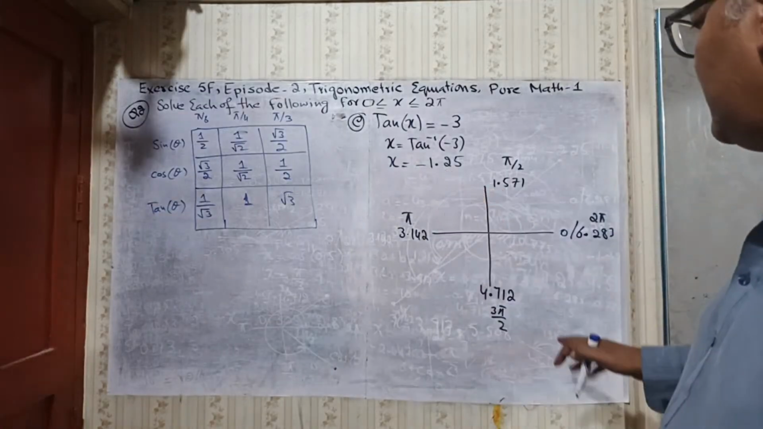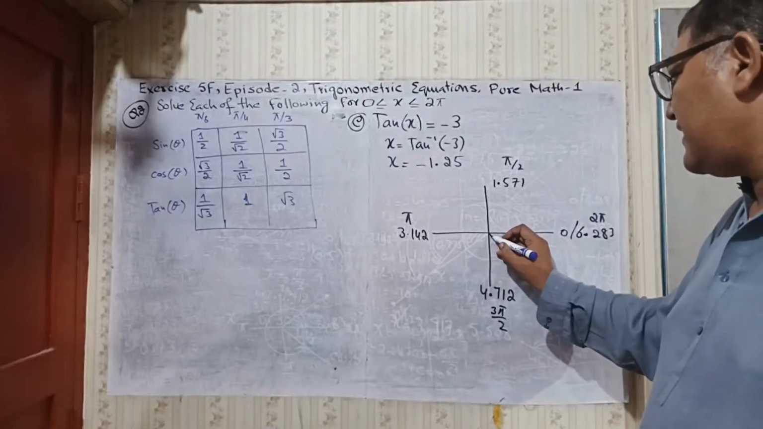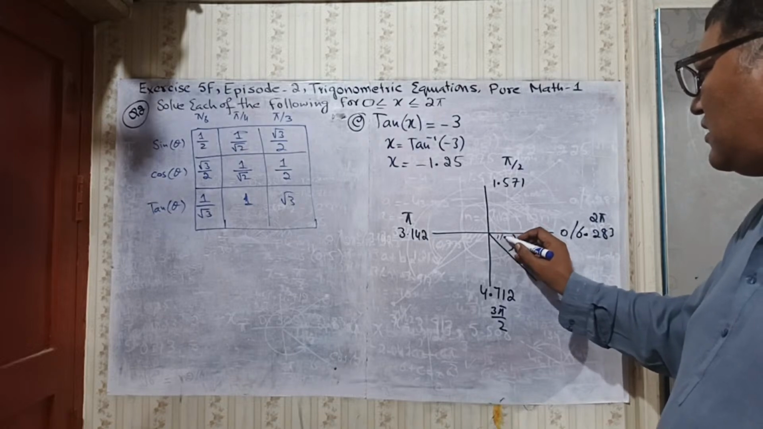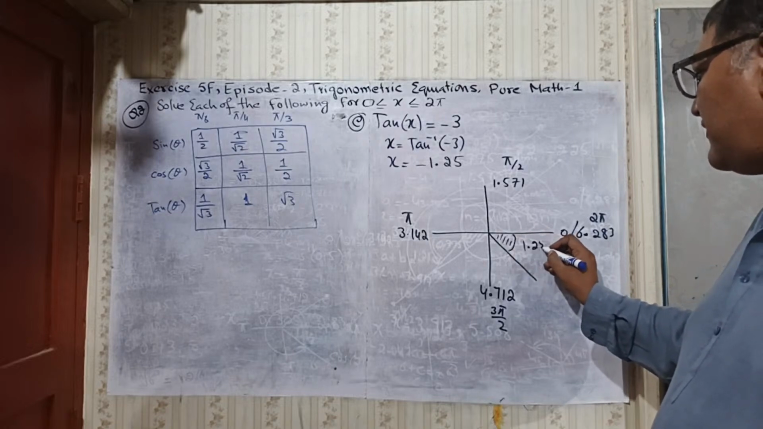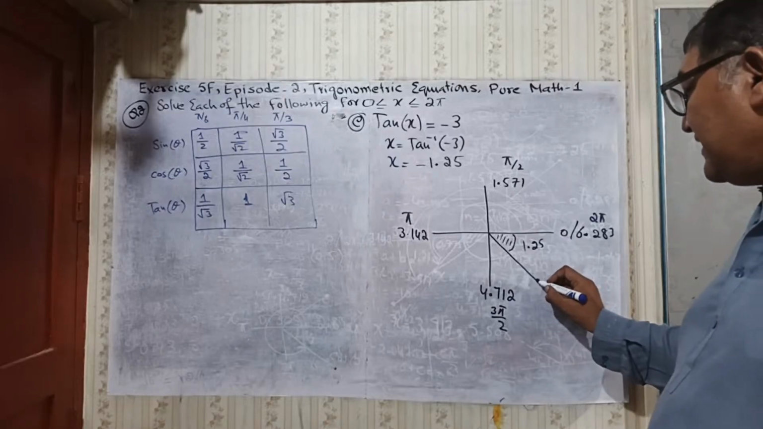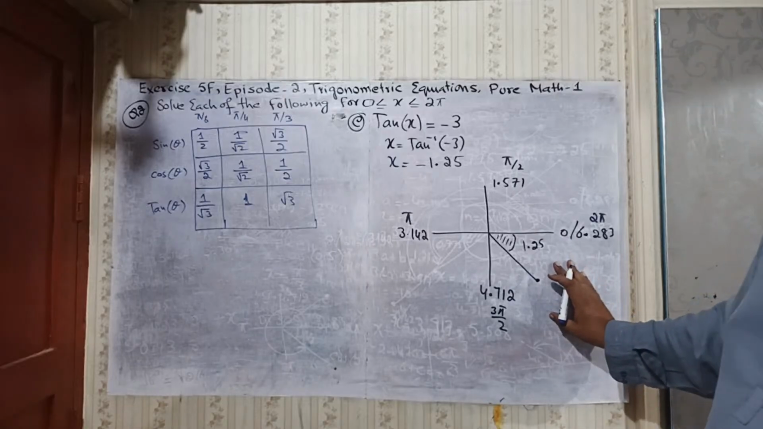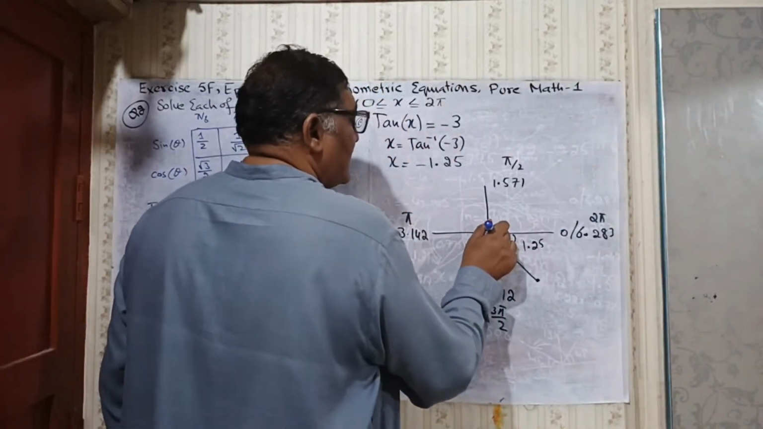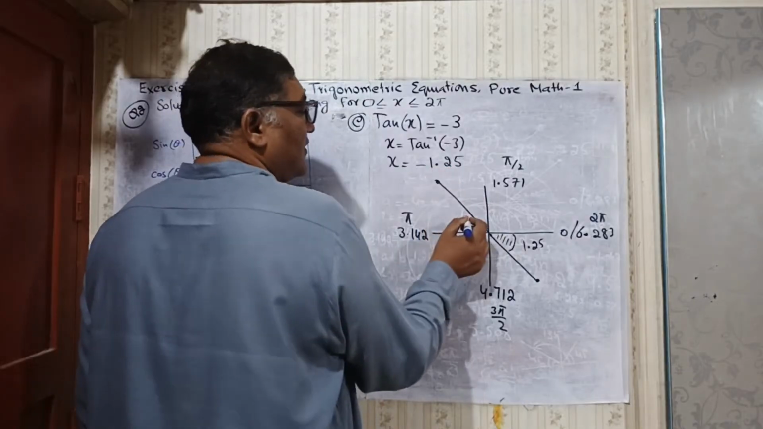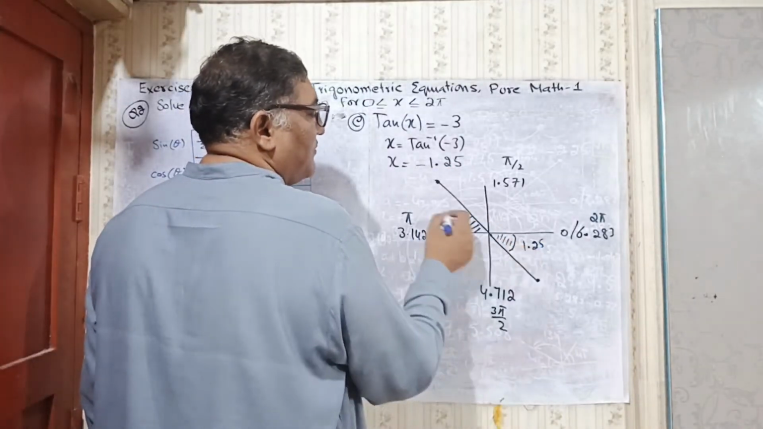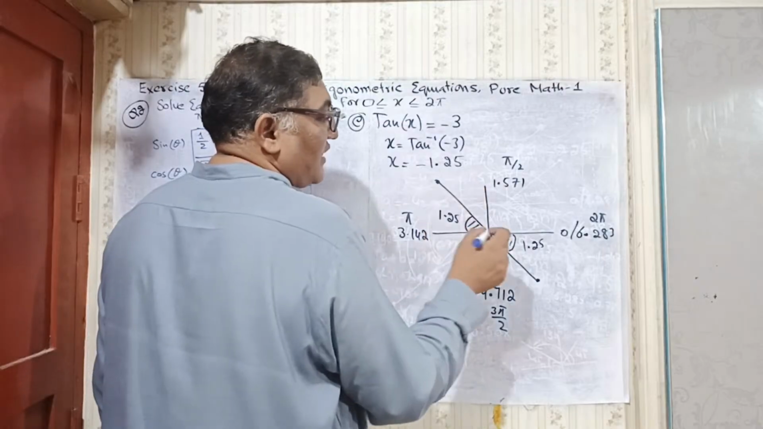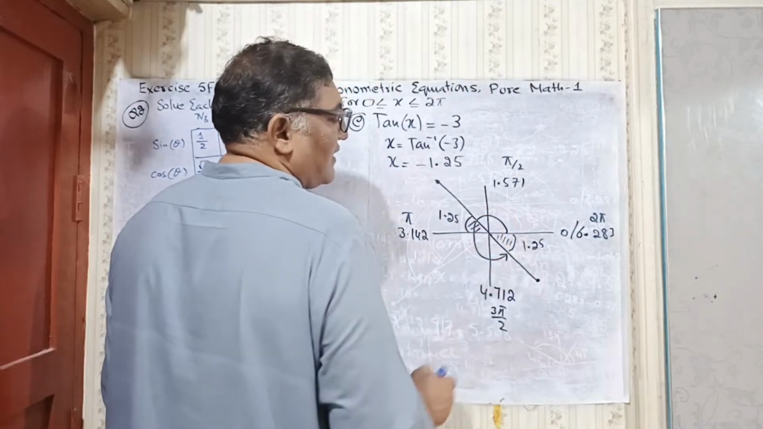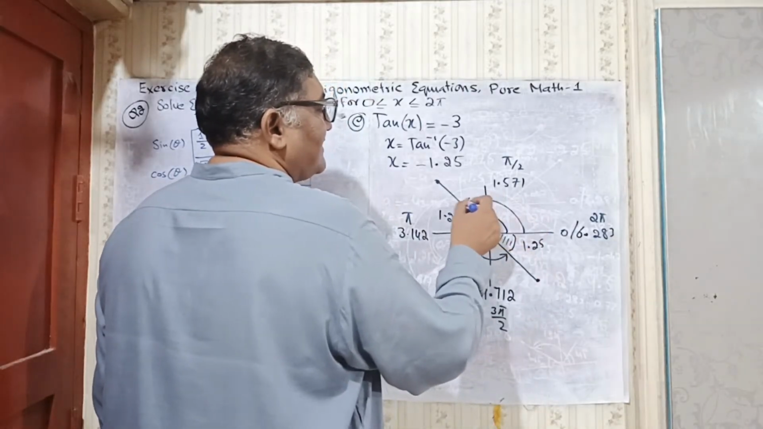Now, this is 1.25 and it's negative. Negative means it's here. So this base angle is 1.25. You know that tan is negative in this place, the fourth quadrant, and also in the second quadrant. So this angle will also be the same base angle. Now there are two things: what is this angle, and how much is the other angle?